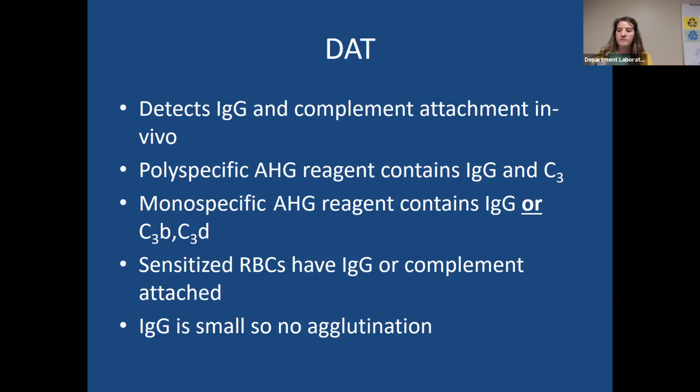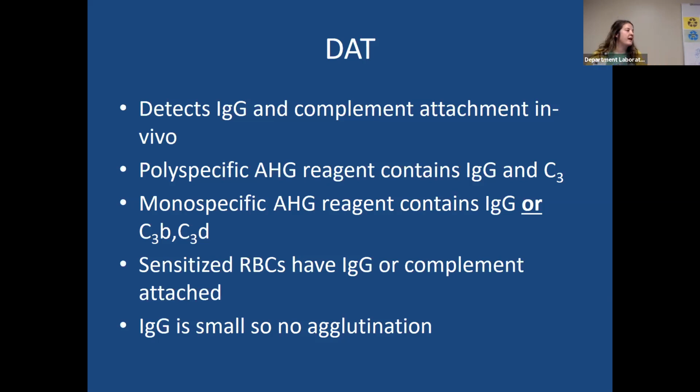All right. And remember the process of your DAT. We're going to start with polyspecific AHG, polyspecific anti-human globulin. Remember, it's termed polyspecific because it contains antibodies to both IgG and complement. If you have a positive reaction with polyspecific AHG, then you will perform your monospecific testing. Monospecific for IgG, monospecific for C3b, C3d, okay?